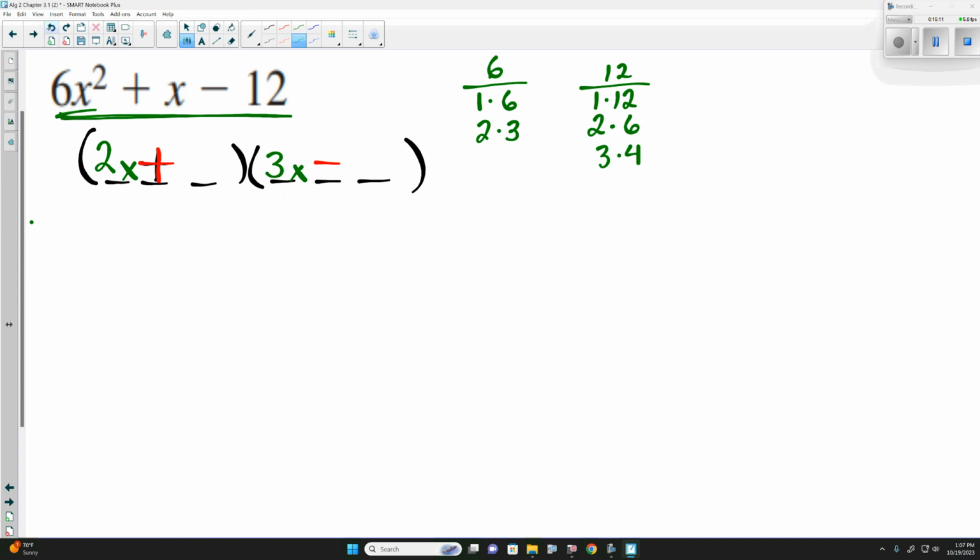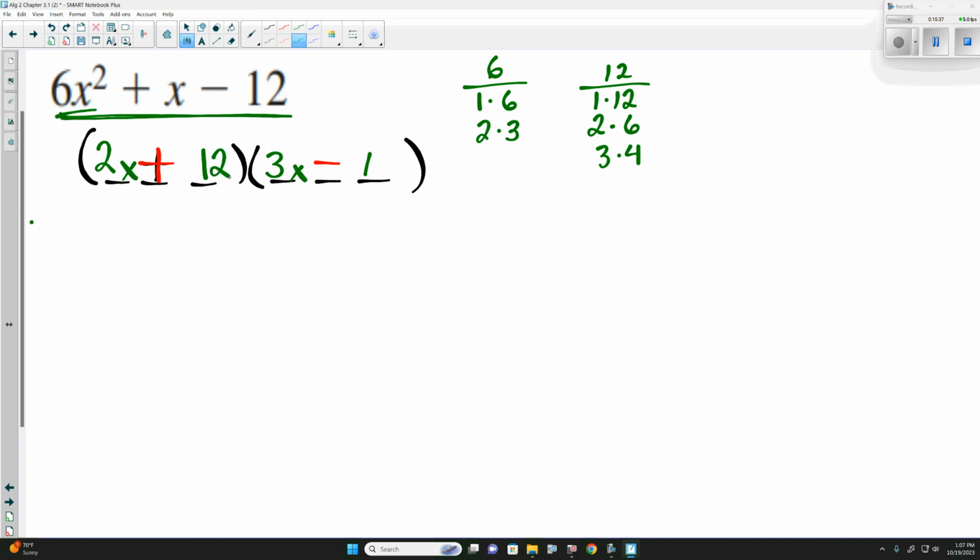That 2 and 3 and 2 and 6, there's no way that that would work, no matter how we set it up. So that's 2 setups that we don't even have to try. They're gone. Let's look at 1 and 12. 2 and 1, is there a greatest common factor there? How about 3x and 12? There's a greatest common factor of 3.